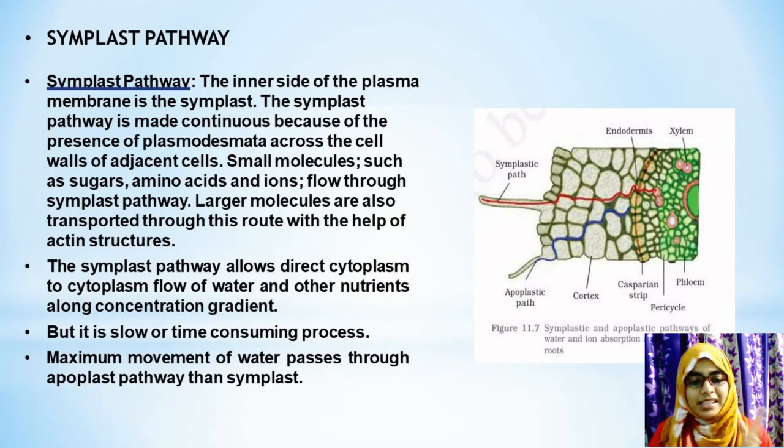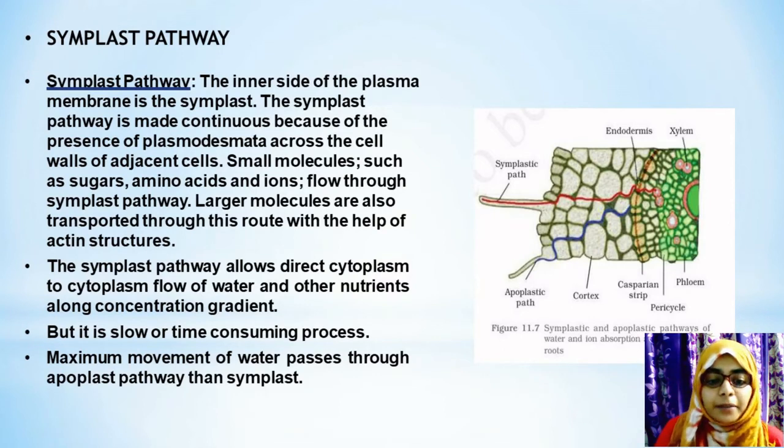Okay. So I am once again explaining. The inner side of the plasma membrane is the symplast. The symplast pathway is continuous because of the presence of plasmodesmata across the cell membrane. What are plasmodesmata? In the previous slide you can see pipe-like structures in between. Those are nothing but plasmodesmata. Connections between one cell to other cell are called plasmodesmata. Okay. So because of the presence of plasmodesmata, the movement of water molecule is very easy for symplast pathway.